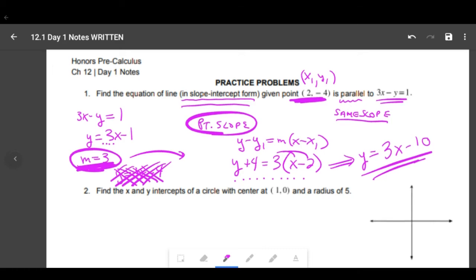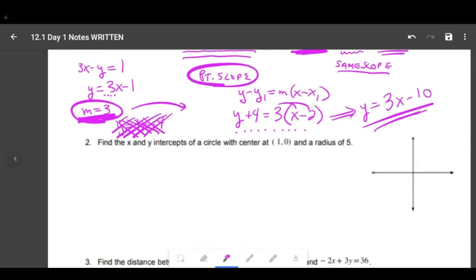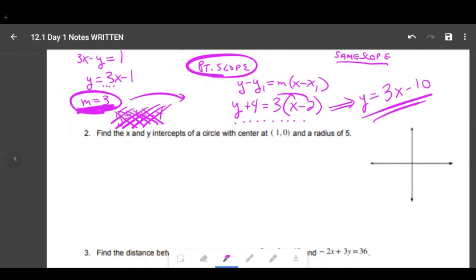There's number 1. Number 2. Find the x and y intercepts of a circle with a center at (1, 0) and a radius of 5. So this is where you may have to go back and get that equation for the circle where you say (x minus h) squared plus (y minus k) squared equals r squared, right? That was from the front page or hopefully from memory.